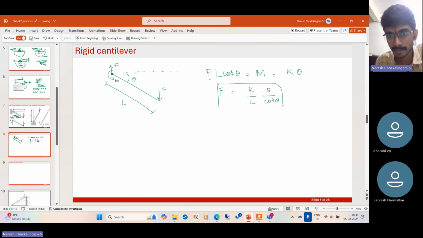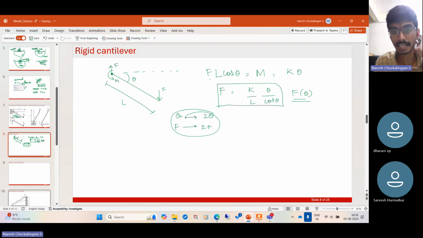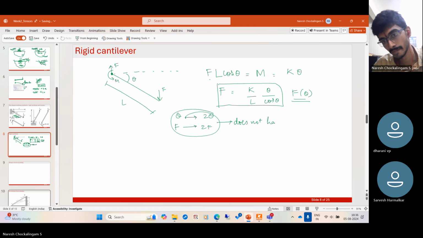So the relationship of F on theta is nonlinear. Why is it nonlinear? If it is just proportional to theta, it is linear. So if you have to answer why something is nonlinear, just take theta as 2 theta. If F becomes 2F, then it is linear, right? So this is a necessary condition. This is not sufficient to say it is linear. If this does not happen, then it means there is some form of nonlinearity.